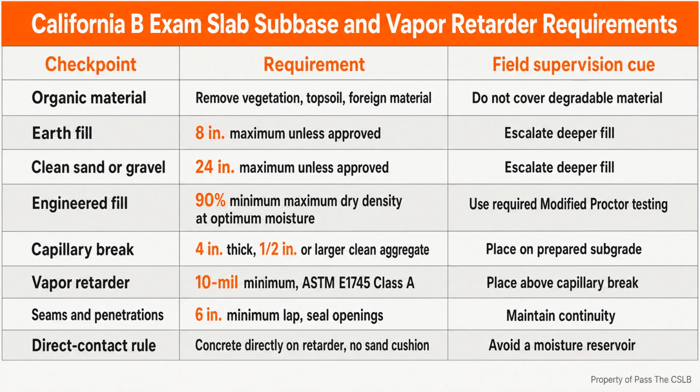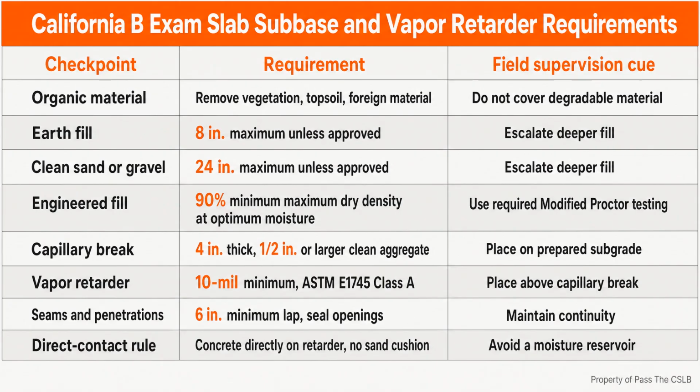I want you to remember the difference between compaction and appearance. Compaction is a measured condition of the soil mass. A smooth surface is only a surface. The moisture control system beneath an interior slab has two separate jobs because ground moisture moves in two different ways. Liquid water can rise through tiny connected pores by capillary action. Water vapor can move from the more humid soil environment toward the drier interior.